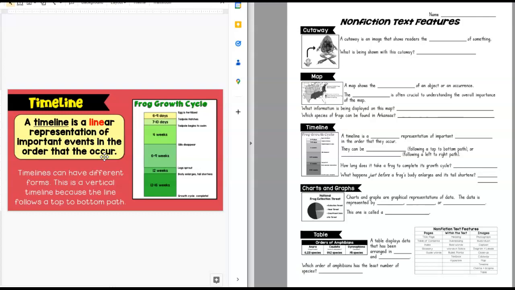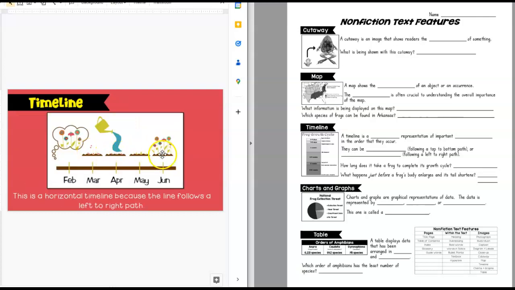A lot of times we will see history in a timeline. You know, in this year the president was born, and this year he became a president, this year he died. So those are timelines. And timelines have different forms. This is called a vertical one because it's up and down. This one is a horizontal one because it goes across.